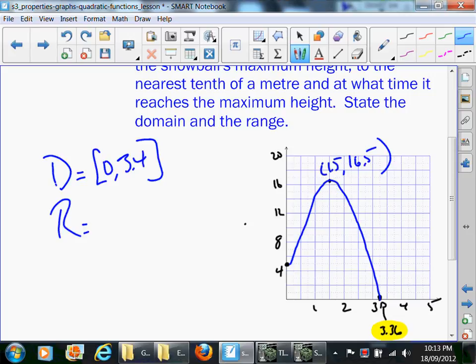Now the range goes from obviously a height of 0, that's the lowest the snowball can be, up to a height of 16.5 meters. Okay? So there's your domain and there's your range. Because we're talking about something contextual like a snowball, there's going to be a maximum and a minimum. And we can't talk about negative time or negative height when we're talking about a snowball. Alright?